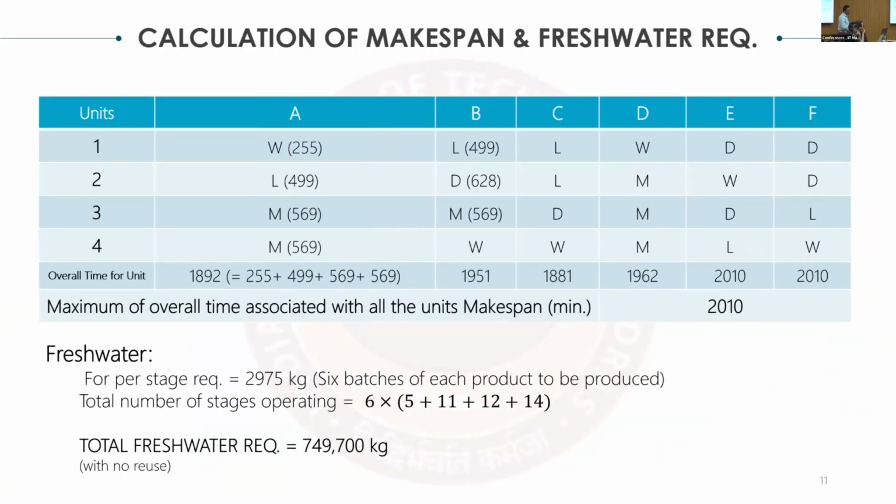Typically we have taken a simple example where I would like to produce 6 batches of each product: white, light, medium and dark. We have calculated the makespan for this schedule. It turns out to be 2010 minutes, the per stage water requirement is close to 3000 kilograms, and you can see the total fresh water is about 750,000 kilograms. That's the requirement for this sequence. Now we will go about introducing the intentional waiting duration.